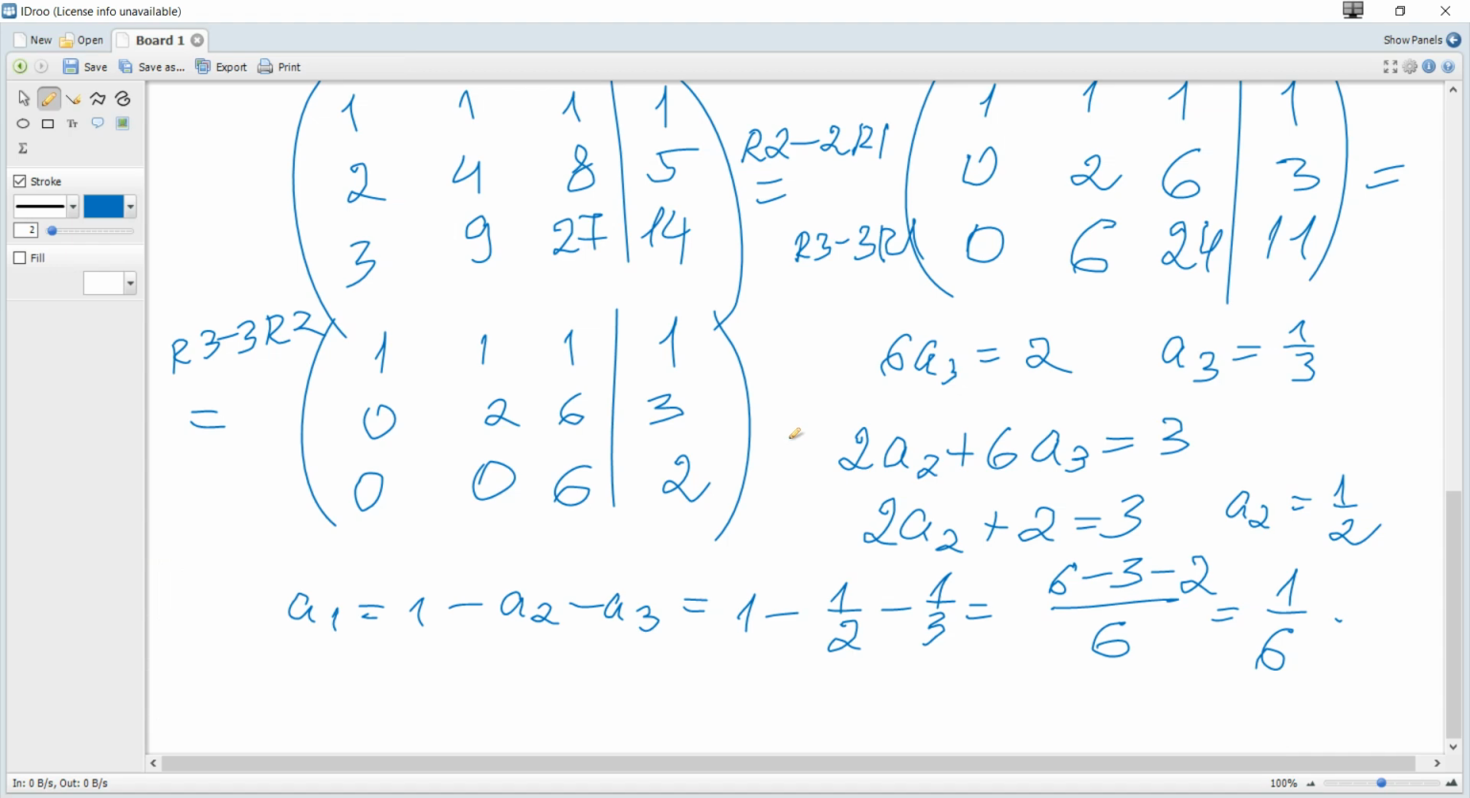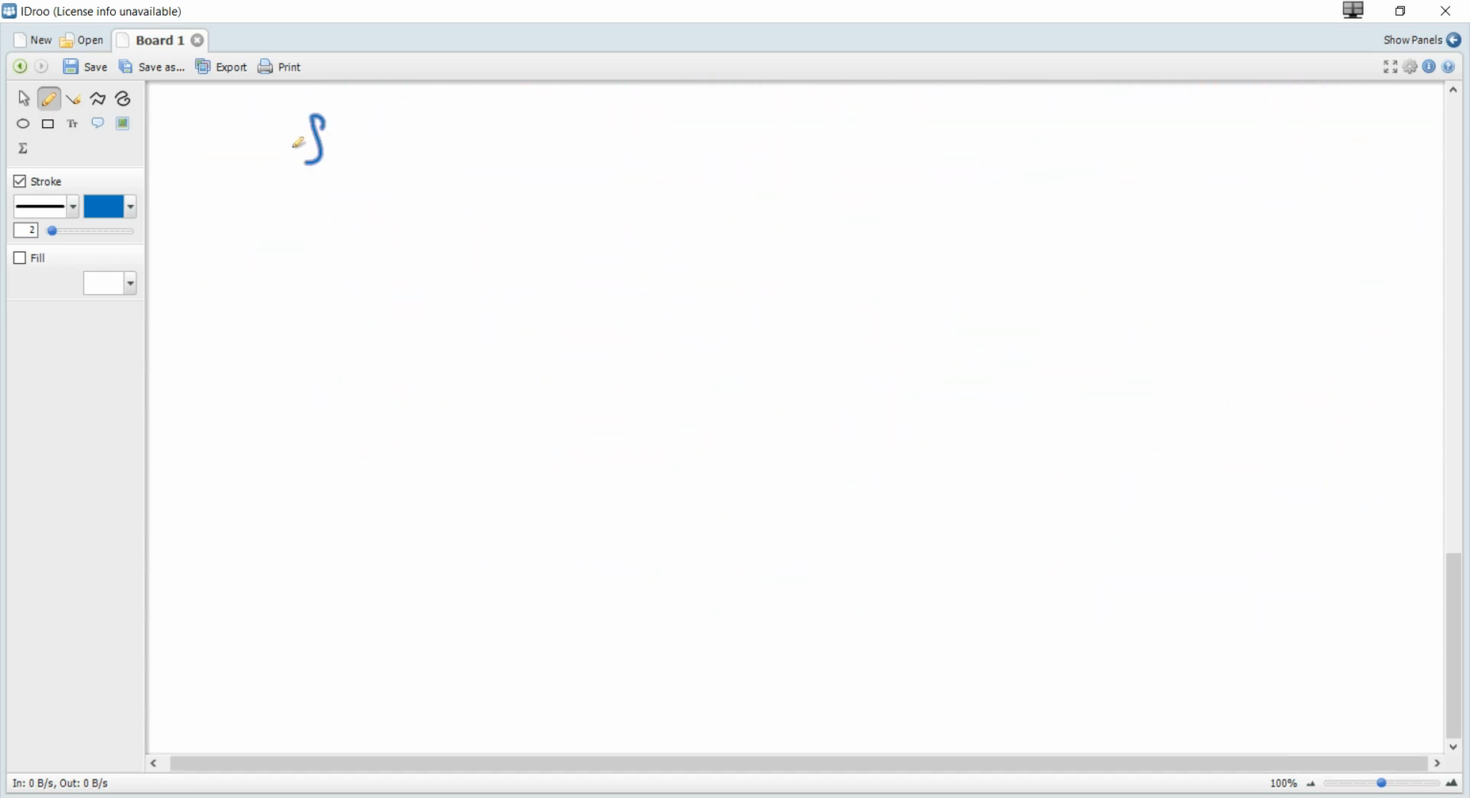The next: you will now consider a method that can be generalized for all values of q. Consider the function f of x is 1 plus x plus x squared plus so on up to x to the power of n, where n is a positive integer.